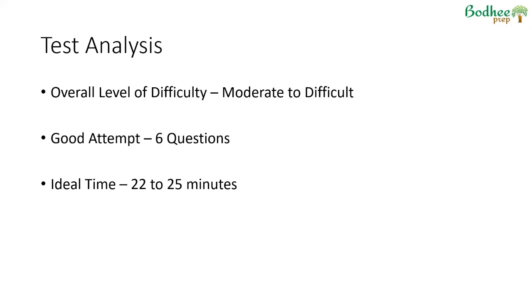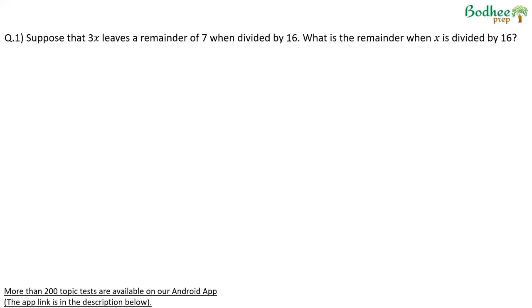Attempt time, since we'd be attempting all questions, the time might go up to 25 minutes. If we do look at the questions, the first one says, suppose 3x leaves a remainder of 7 when divided by 16. What is the remainder when x is divided by 16? Suppose I say x is a number of the form 16a plus b. So when x is divided by 16, the remainder is b.